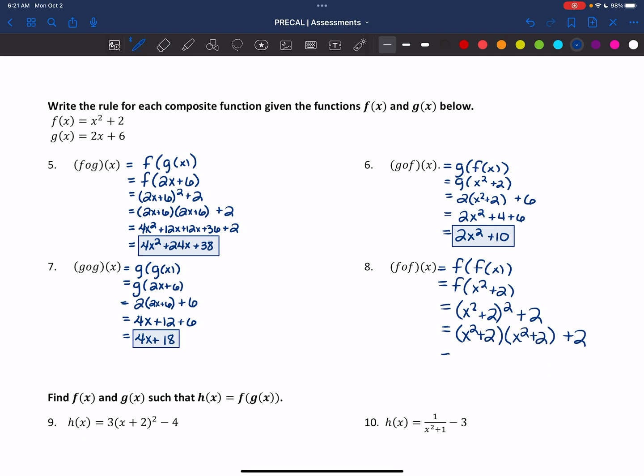And then very carefully, we're going to do our distribution here. Now, when we take x squared times x squared, that's x to the 4th power. And then we're going to have 2x squared plus 4. And then that plus 2 that was out on the end. All right, to finish it off here, combining like terms.